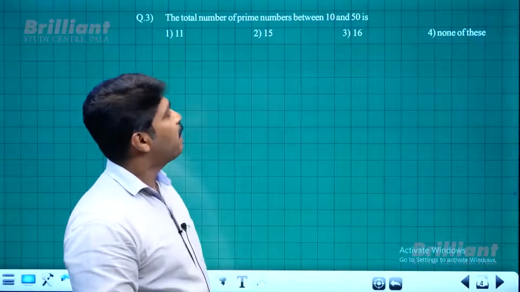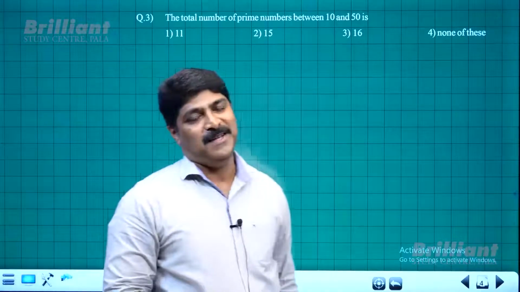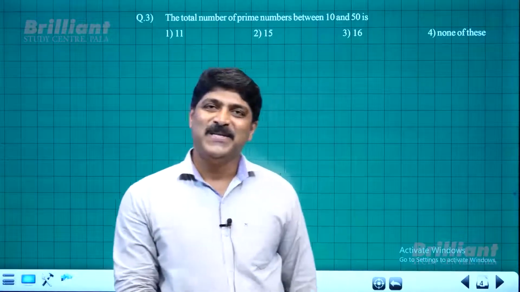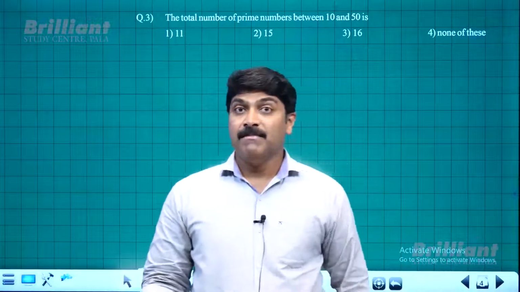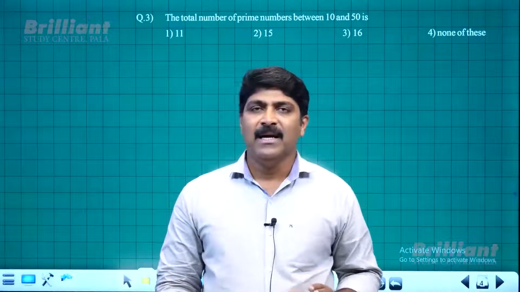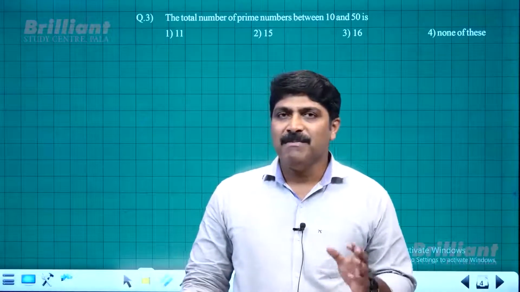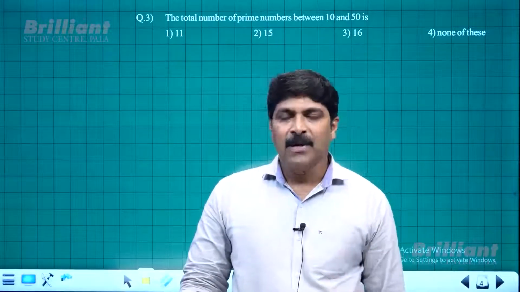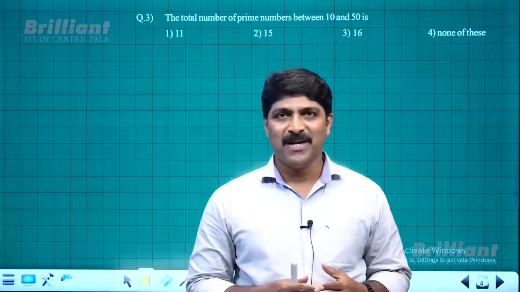The total number of prime numbers between 10 and 50. So which are prime numbers? Hope you all have a basic idea about prime numbers. Prime numbers are natural numbers which have exactly 2 factors, 1 and the number itself. These types of numbers are called prime numbers. Do you know the distribution of prime numbers? That's a very important requirement.